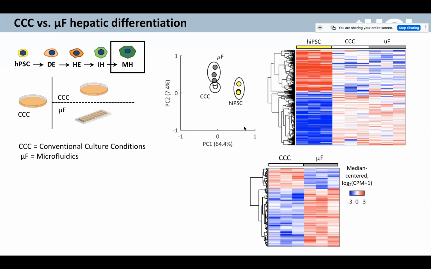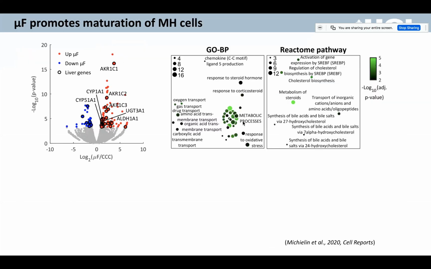And we looked deeper into these differentially expressed genes, and what we found is that among the differentially expressed genes upregulated in cells derived in microfluidics, a high percentage belonged to genes associated with liver, according to the Human Protein Atlas database. Also, with gene ontology analysis, we observed that pathways belonging to key metabolic processes of the liver were enriched in cells derived in microfluidics.